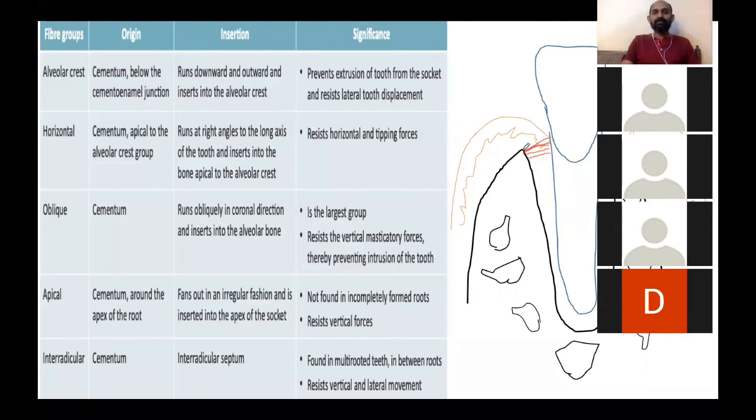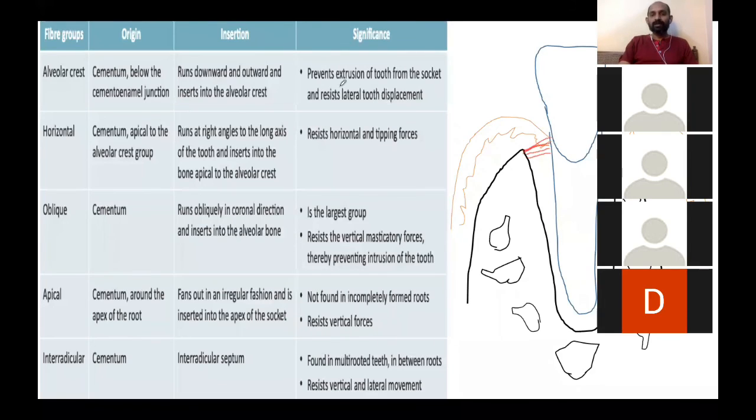What do you think would be the function of this periodontal ligament fiber? As far as function is concerned, very simple. The function of a periodontal ligament is to hold the tooth firmly within the socket, which means it should not allow any type of movement of your tooth. So the primary function is that it should not allow the tooth to come out of the socket.